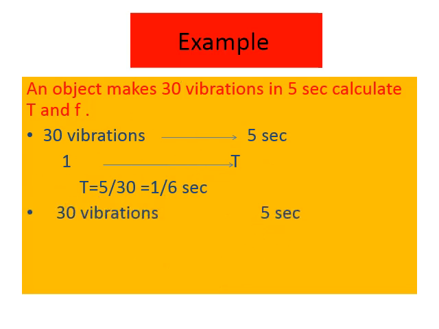Now, 30 vibrations in 5 seconds. In 1 second, find frequency. F equals 1 times 30 over 5. So it is equal to 6 Hertz.